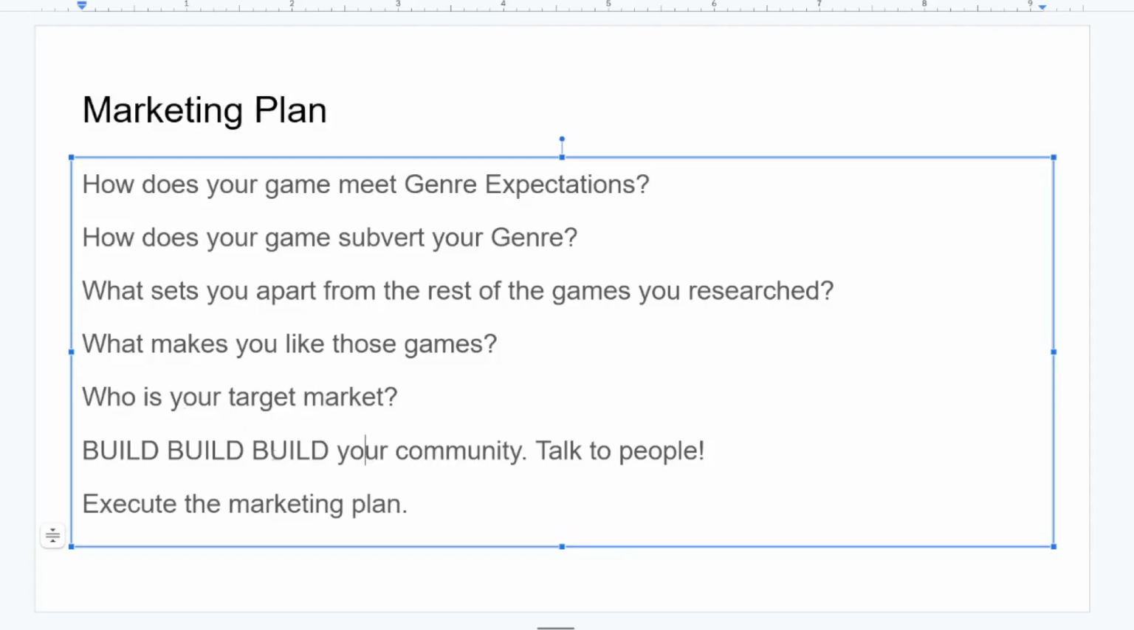The next thing you need to do in your marketing plan is you need to build your community. You need to get out there and talk to people. Word of mouth is how games grow. There's no two ways about it.